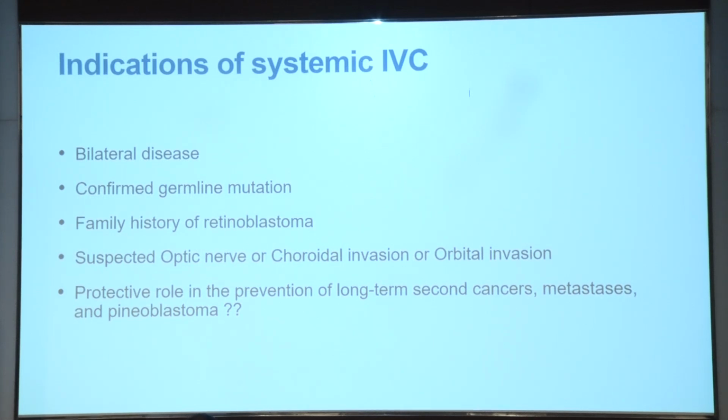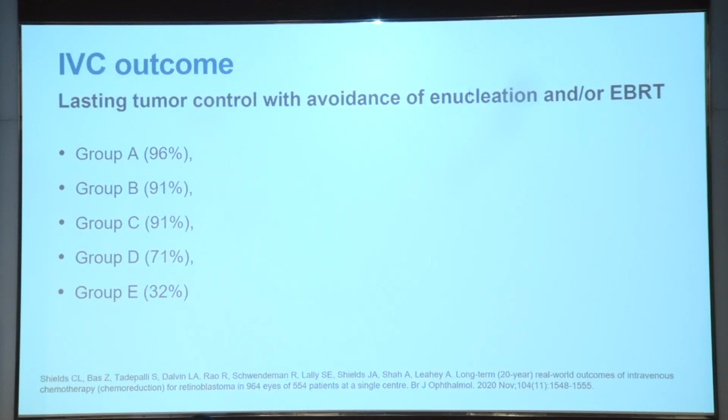Now, indications of systemic intravenous chemotherapy are if the patient has bilateral disease, if there is a confirmed germline mutation, even if it's a unilateral condition, if there is a family history of retinoblastoma, which again points towards a germline mutation, and if there is a suspected optic nerve, choroidal or orbital invasion, or it's an advanced tumor, there again you require systemic intravenous chemotherapy. And there has been some talk about some protective role in the prevention of long-term second cancers, though that is a little debatable. As we can see in this chart, the results with intravenous chemotherapy have been fantastic, with smaller tumors responding much better, and even in group E eyes, almost one third of those cases could have lasting tumor control where enucleation could be avoided.